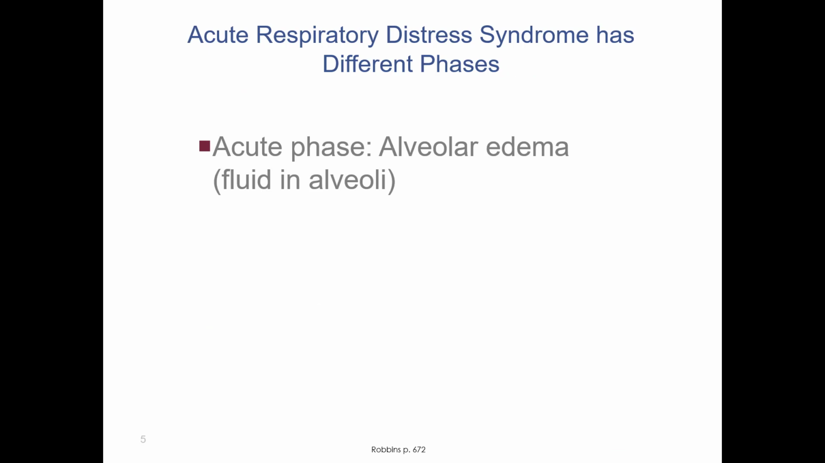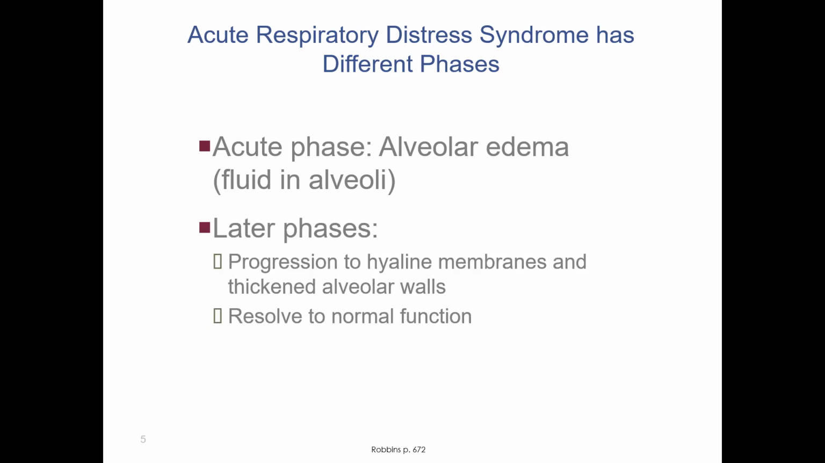In the acute phase, there is alveolar edema. In the later phases, you get progression to hyaline membranes and thickened alveolar walls. It can also resolve to normal lung function.